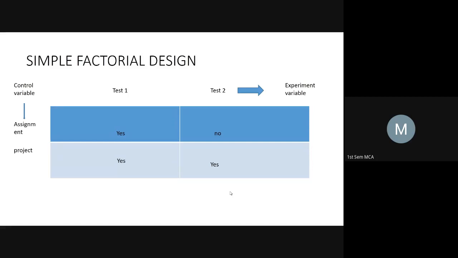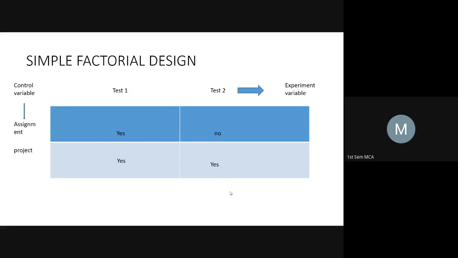This is the simple factorial design. So I have given an assignment and a project to a student. So these are called control variables.